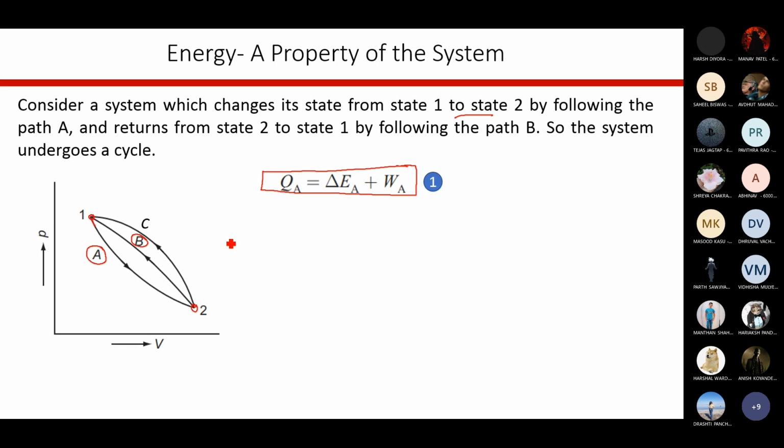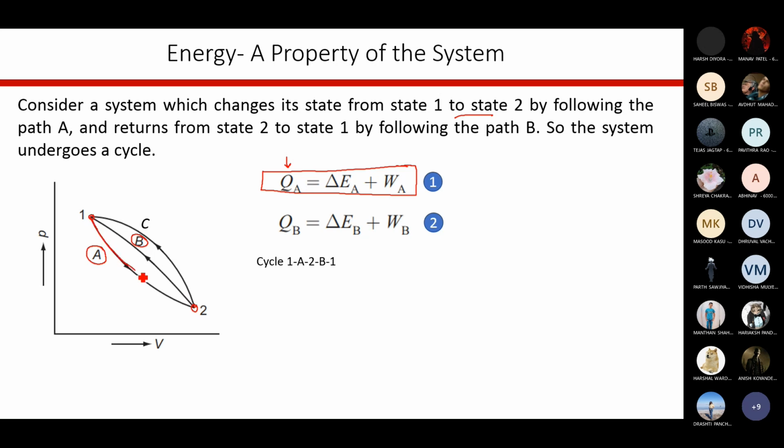So for process A, I can write QA is equal to delta EA plus WA. This is the heat interaction in process A, which must be equal to the change in internal energy delta E for process A plus WA, the work interaction happening during process 1 to 2. I can write this expression for process B, correct? So write it down as it is. This is process B. I can write QB is delta EB plus WB. Name this as equation 2. Done.